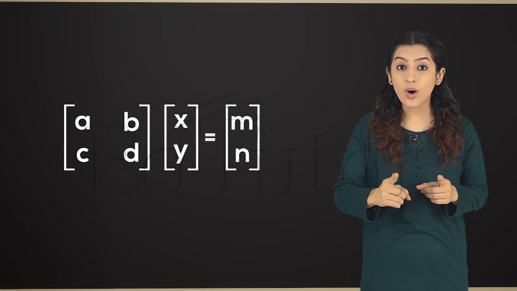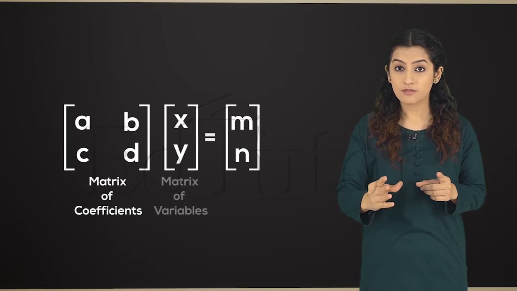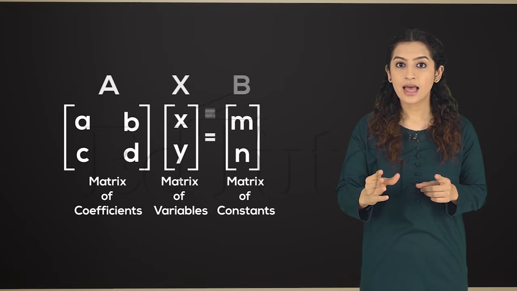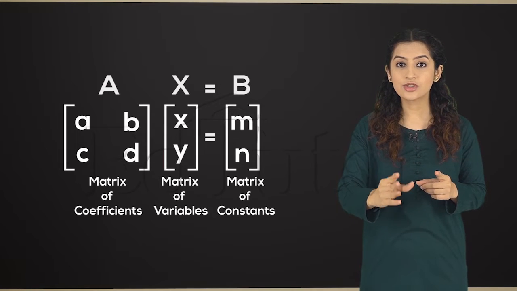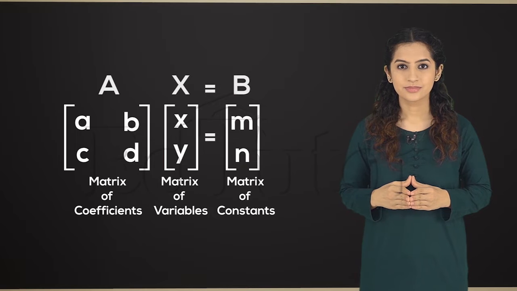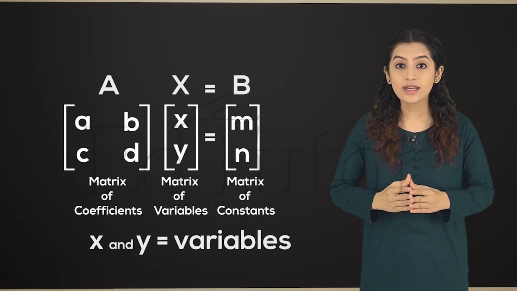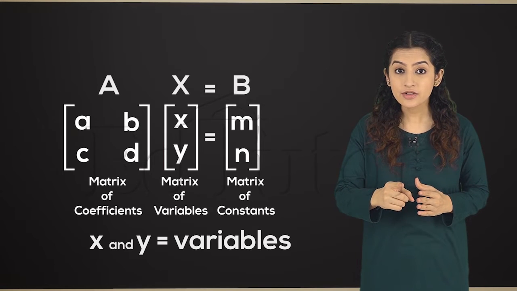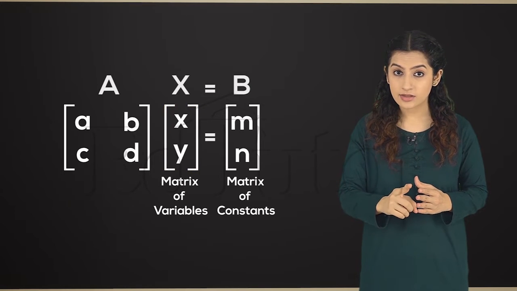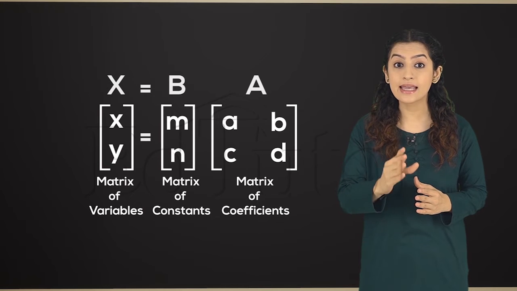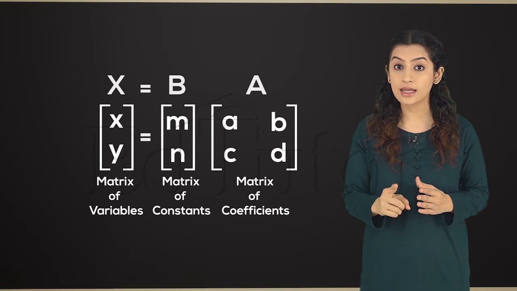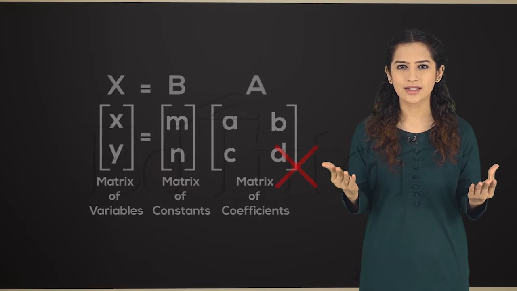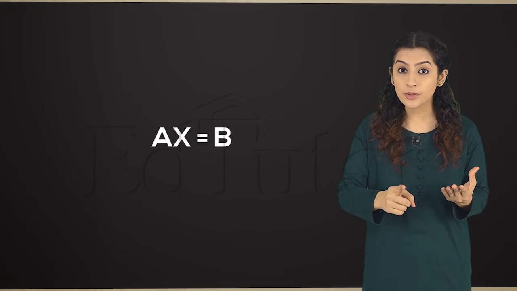So far, we have one matrix for each: coefficients, variables, and constants. I am labeling them as A, X, and B. AX equals B. We discussed earlier that solving an equation means finding the value of variables. Here, the matrix related to the variables is X. And to isolate it, I cannot simply take A here. X equals B upon A. Something like this can't be done in matrices. Then what? We can follow another appropriate procedure.